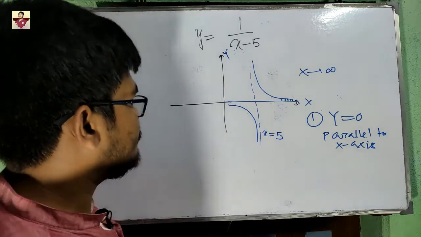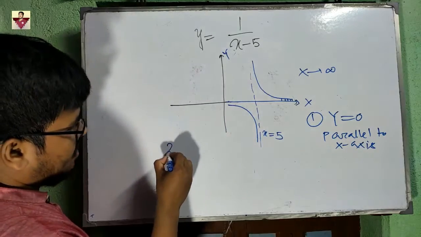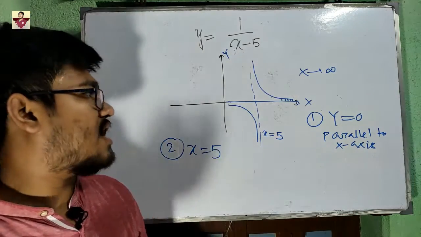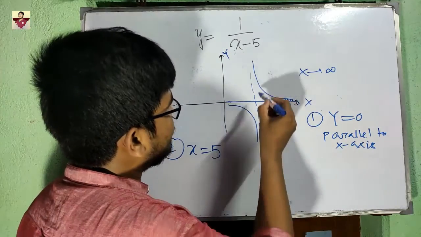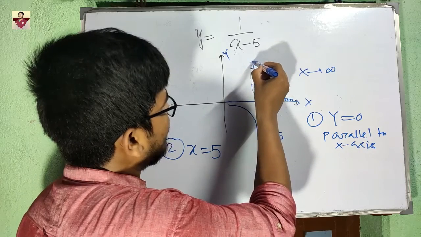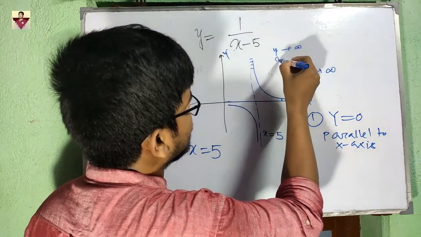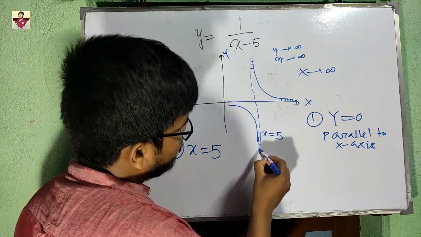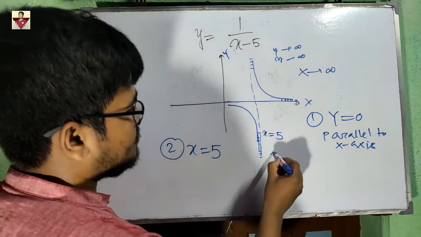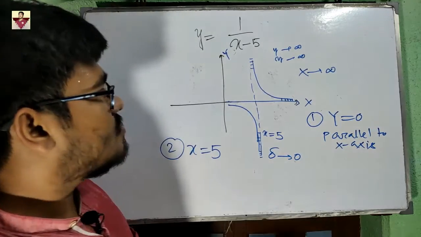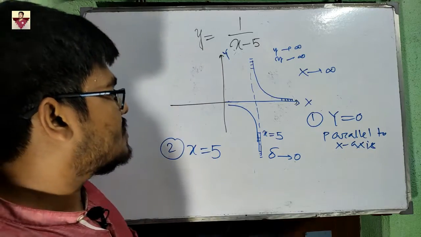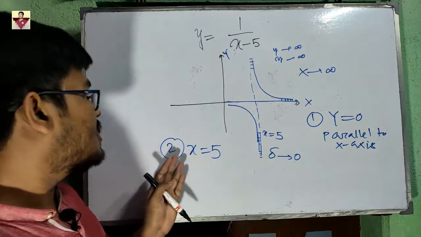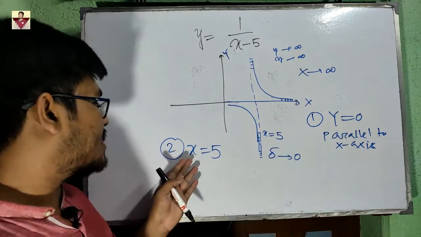And the other asymptote, as you can see, x equal to 5, this straight line will also be an asymptote corresponding to this curve. How? As you can see, for x equal to 5, with y tends to infinity or y tends to minus infinity, the perpendicular drawn to this straight line goes on decreasing as you go to infinity. So this perpendicular distance also tends to 0 for y tends to plus minus infinity. So here two asymptotes are there. One is parallel to the x axis, y equal to 0, and another parallel to the y axis, which is x equal to 5.